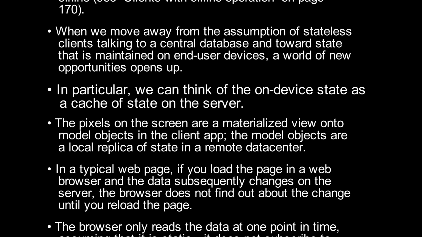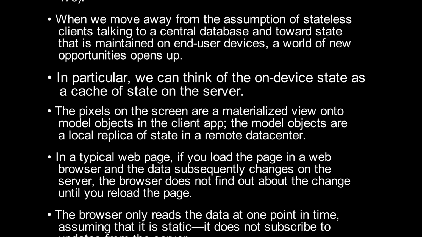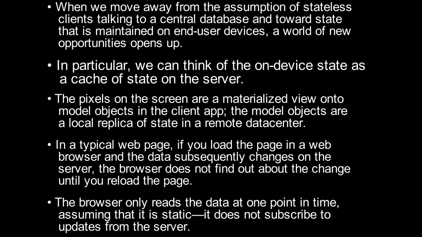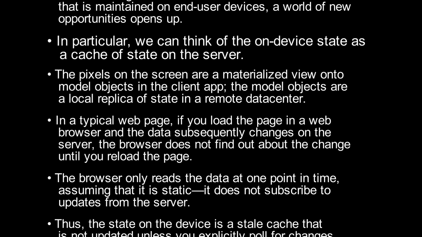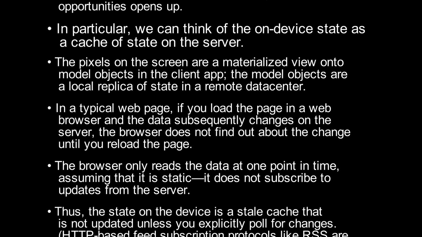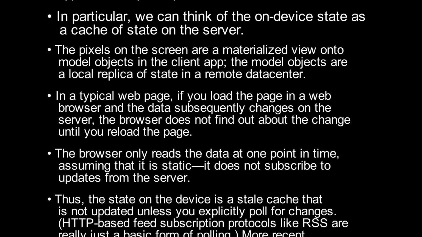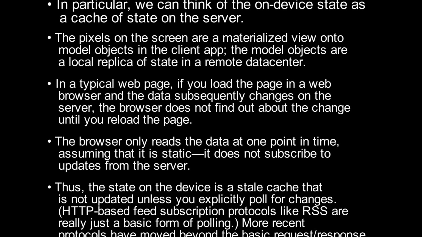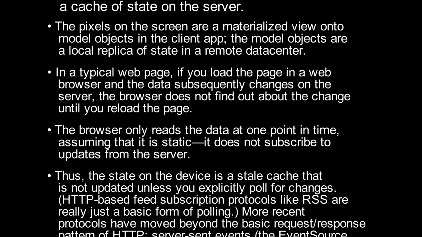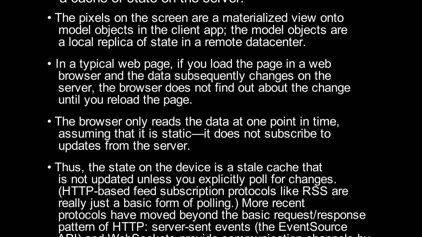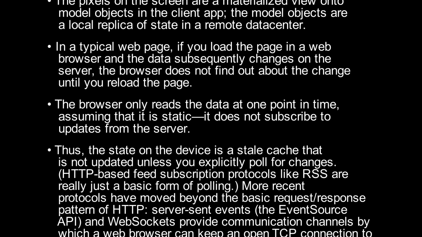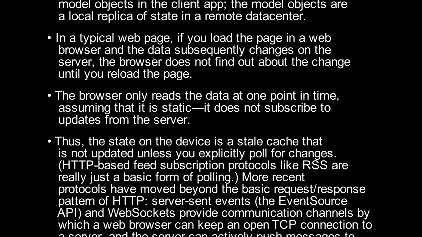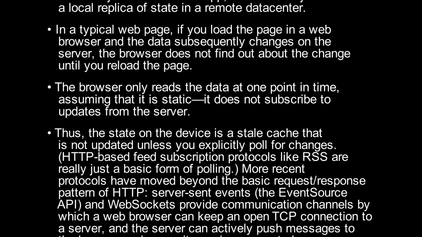In a typical web page, if you load the page in a web browser and the data subsequently changes on the server, the browser does not find out about the change until you reload the page. The browser only reads the data at one point in time. Assuming that it is static, it does not subscribe to updates from the server. Thus, the state on the device is a stale cache that is not updated unless you explicitly poll for changes. HTTP-based feed subscription protocols like RSS are really just a basic form of polling.